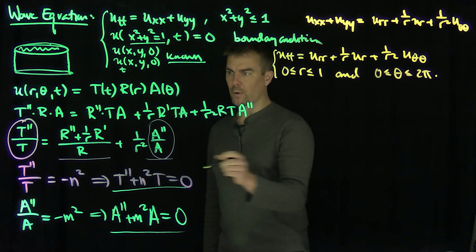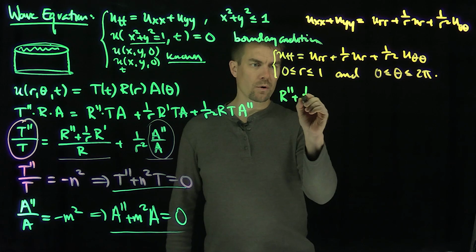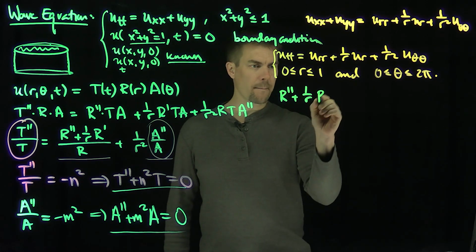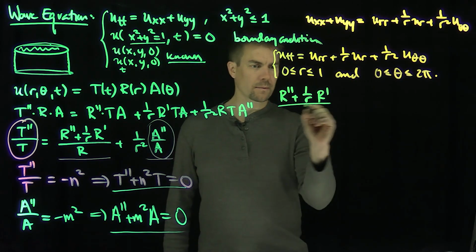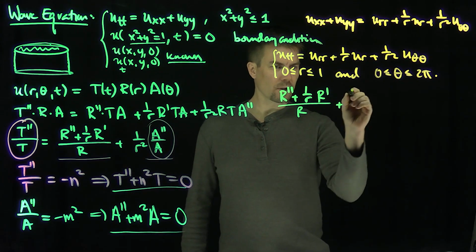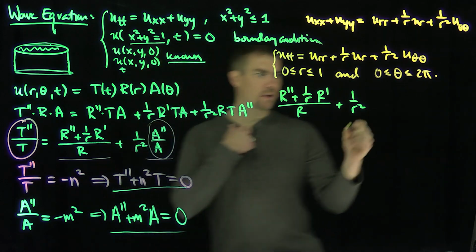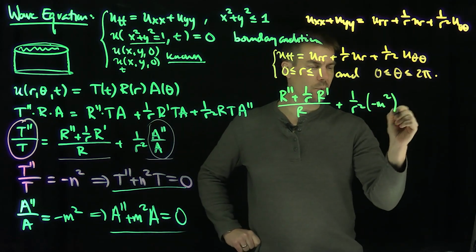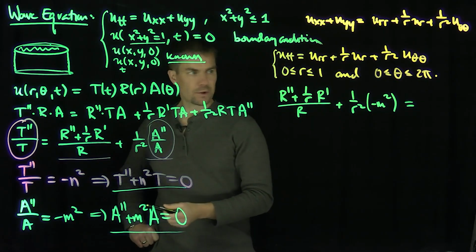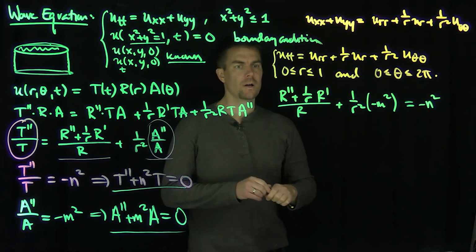So now what does the R equation look like? The R equation looks like R double prime plus 1 over r times R prime over R, and then plus 1 over r squared times A double prime over A, which we assume to be negative m squared. That's going to be a negative m squared, equal to negative n squared. Okay? Multiply by R.